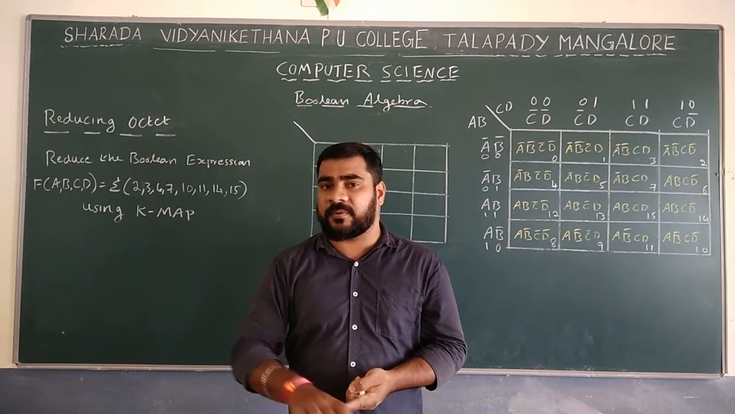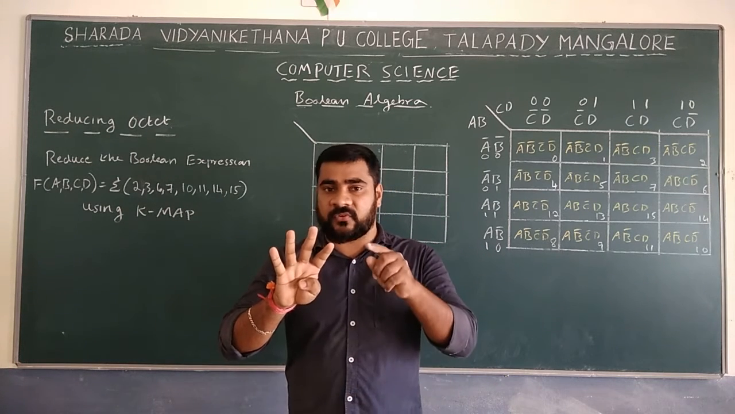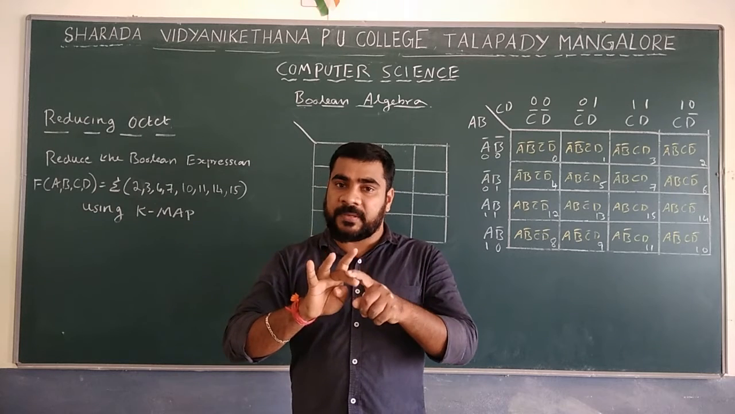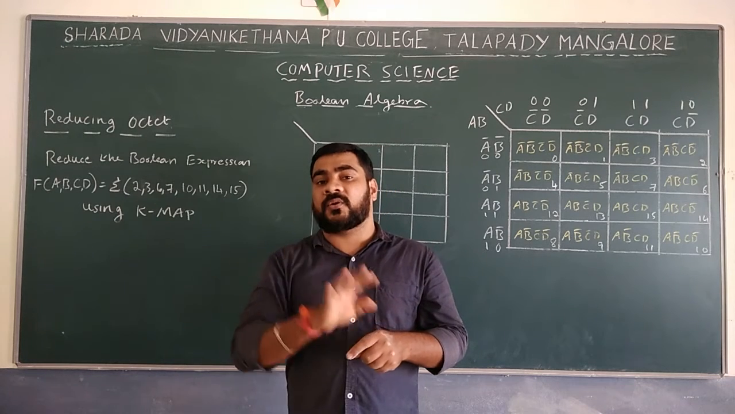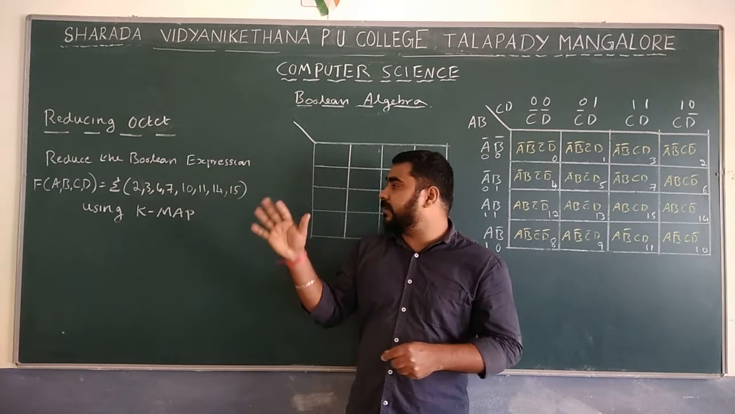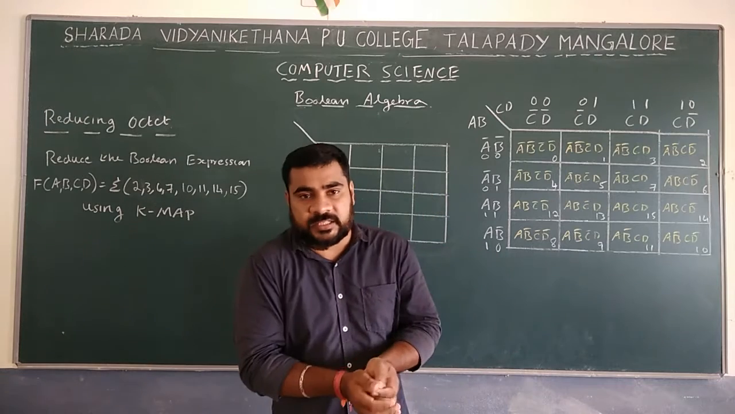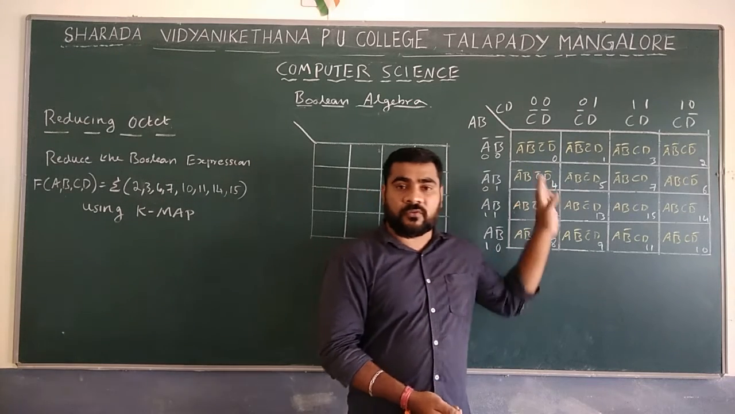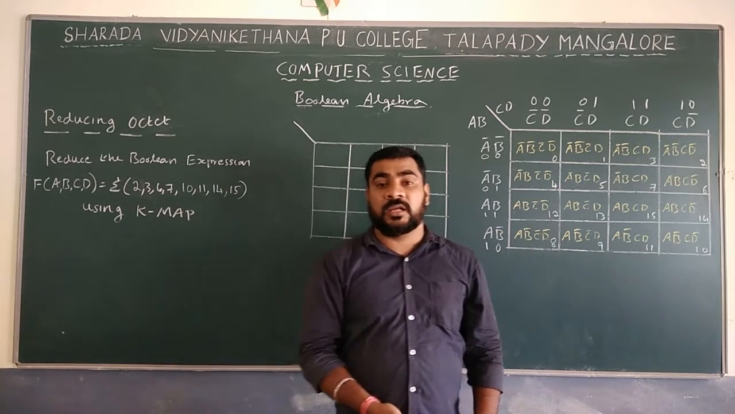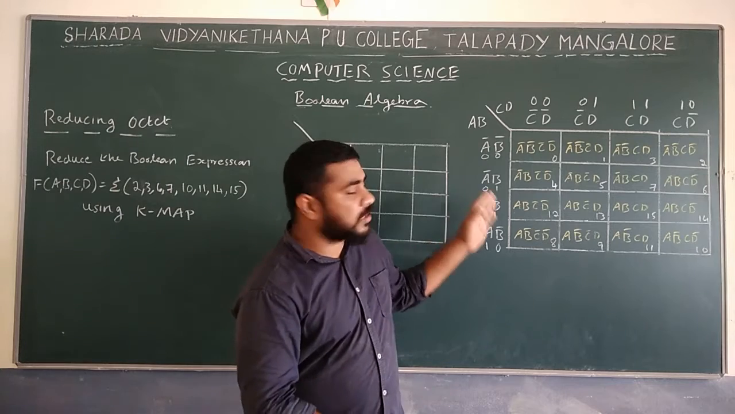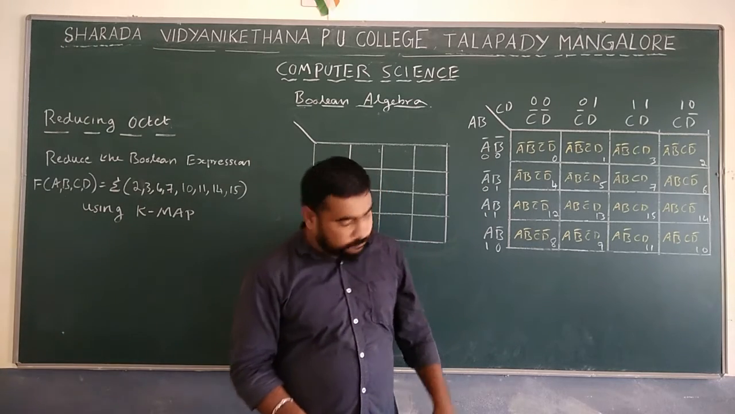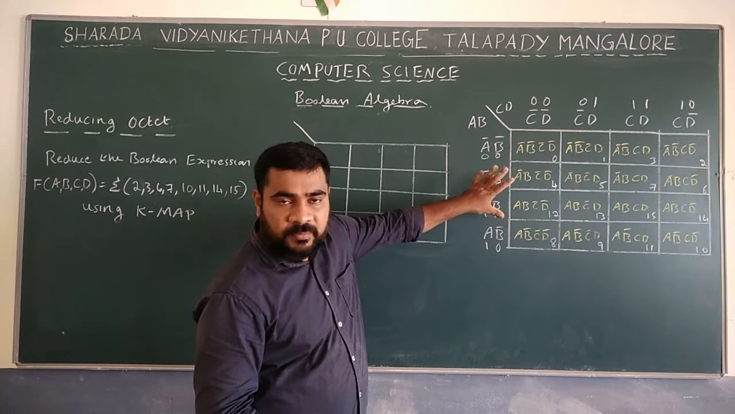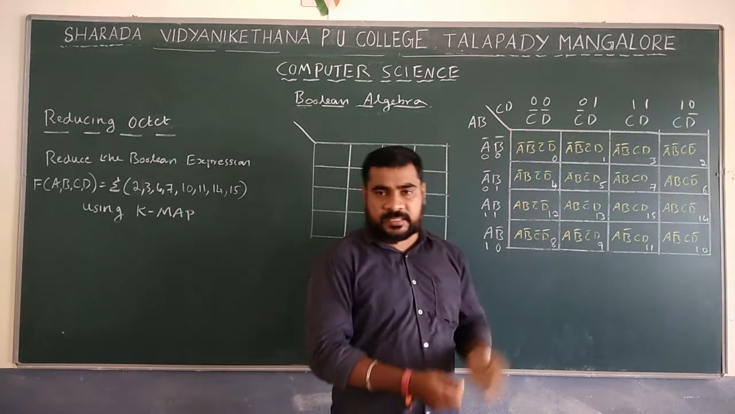Here, what is the total number of variables? 4 variables are there. Which are the 4 variables? A, B, C and D. So whenever 4 variables are there, first you have to construct the 4 variable K-map. After constructing the 4 variable K-map, with the same variables A, B and C, D.